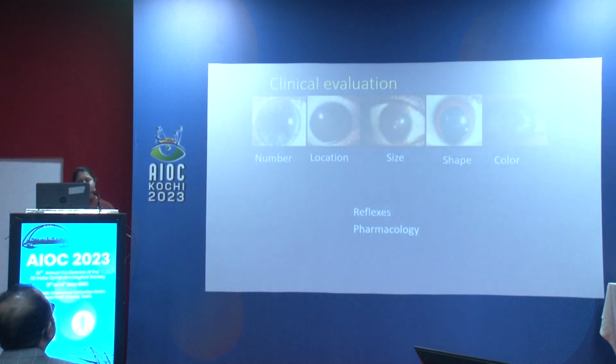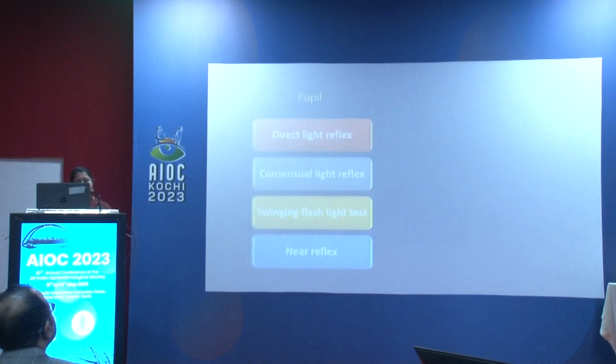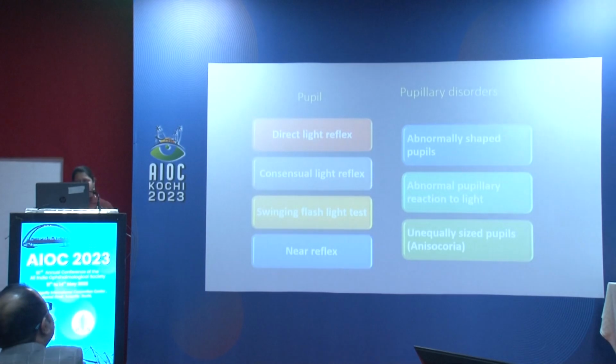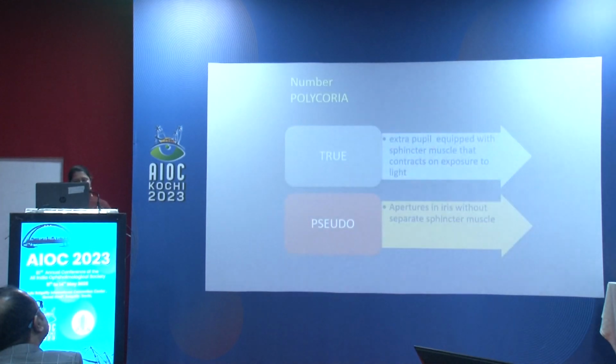Pupil evaluation can be done by number, location, size, shape, color, reflexes, and pharmacology. So, the pupil can be tested by direct light reflex, consensual reflex, swinging flashlight test, and near reflex. Pupillary disorders are mainly classified into three types: abnormally shaped pupil, abnormal pupillary reaction, and unequal pupil size.